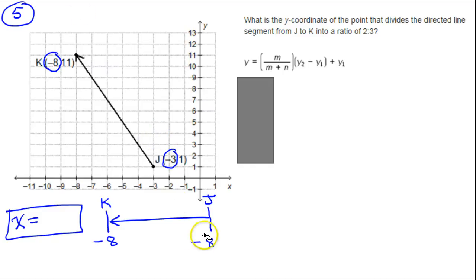Why didn't you guys tell me? You just sat there and let me put negative 8? Make me look like a fool. Okay, so we're going from negative 3 to negative 8.